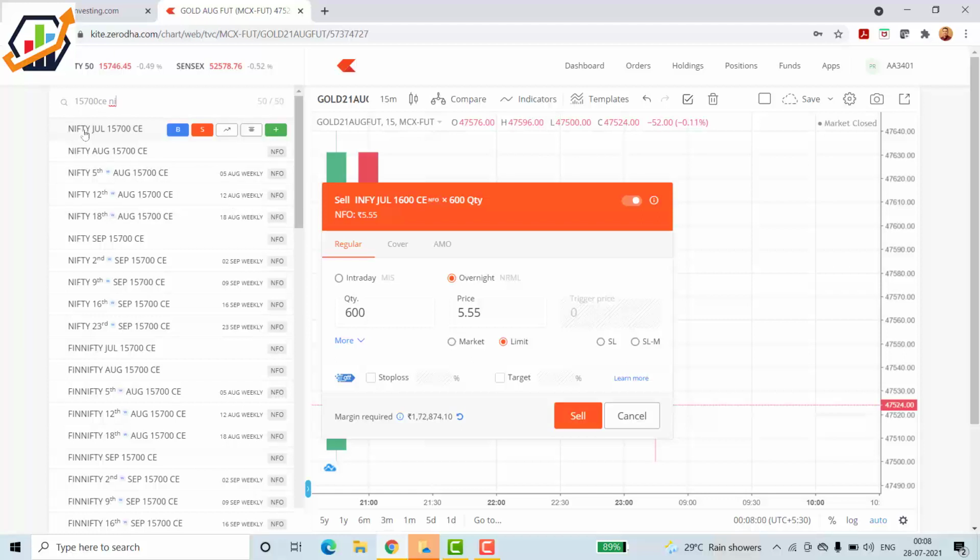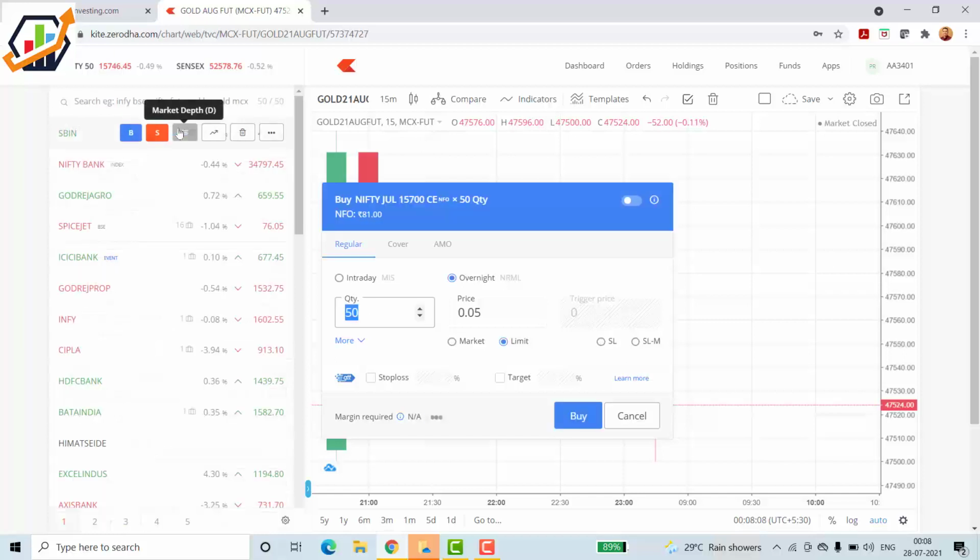So if you want to buy a 15,700 call, then the same way you would have bought a stock option, you can select your buy. Same principle, intraday or overnight. The quantity by default for Nifty has now become 50 units. Earlier it was 75, now it is 50 units. So you can expect a little more participation, because the lot size has reduced.